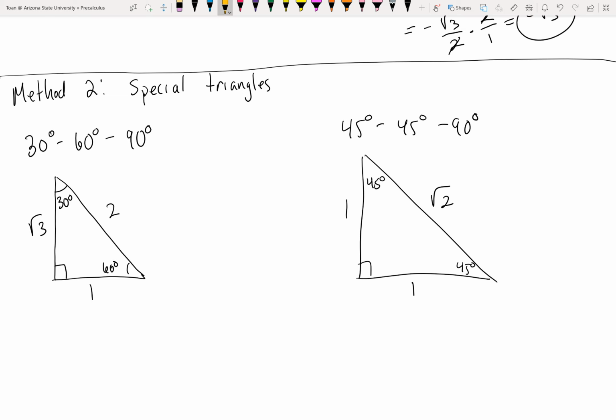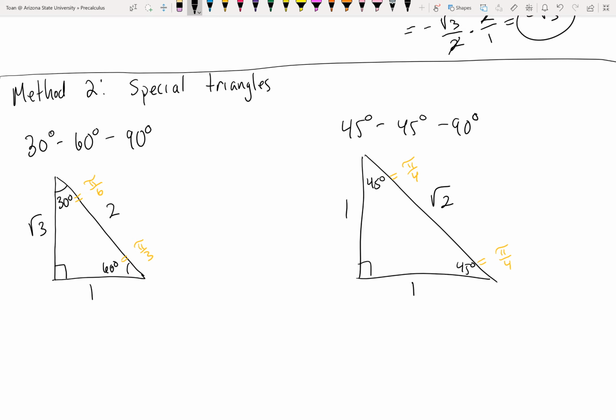Although I call these the 30, 60, 90 and the 45, 45, 90, we do also have to be cognizant of their radian measurement. So we do have to remember that 30 degrees is pi sixths, and 60 degrees is pi thirds, and 45 degrees is pi fourths. And of course, it's going to be the same on either corner. Well, how does this sort of help me? How am I supposed to use this, right? Because it looks like, okay, I have the triangle now.